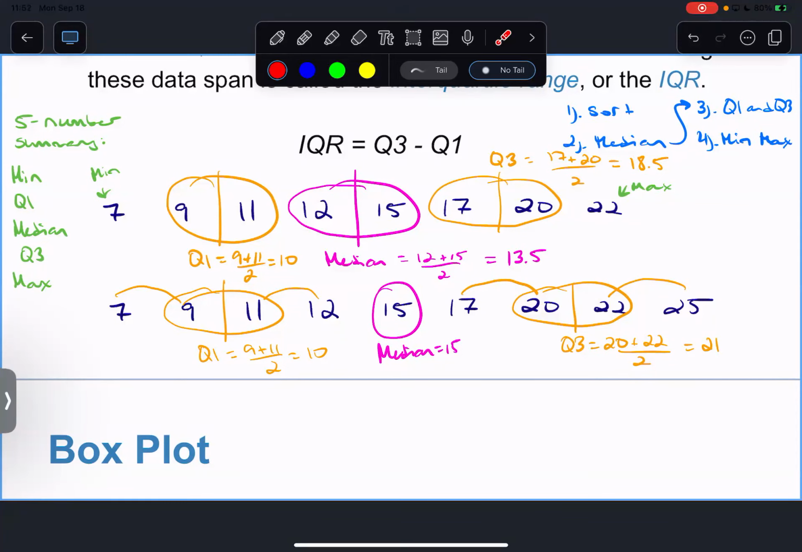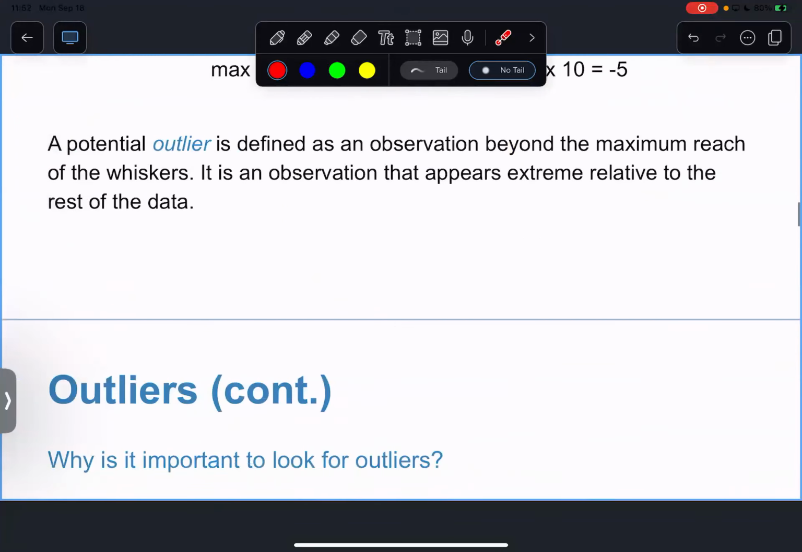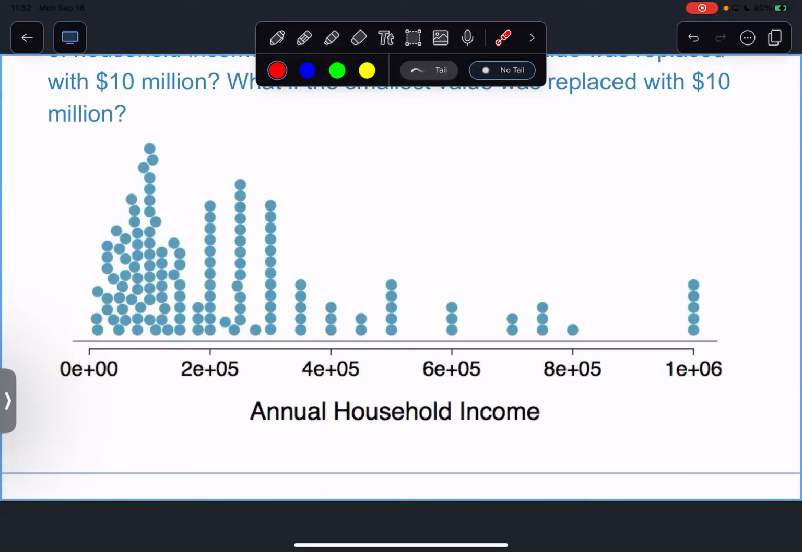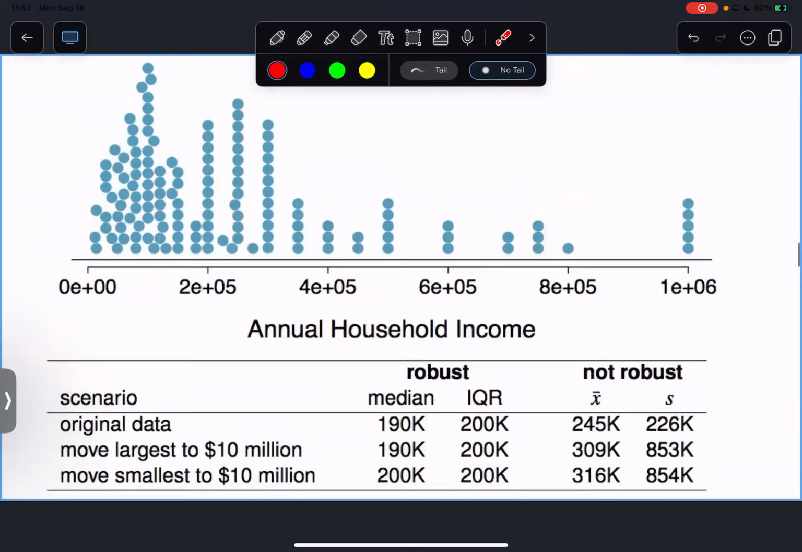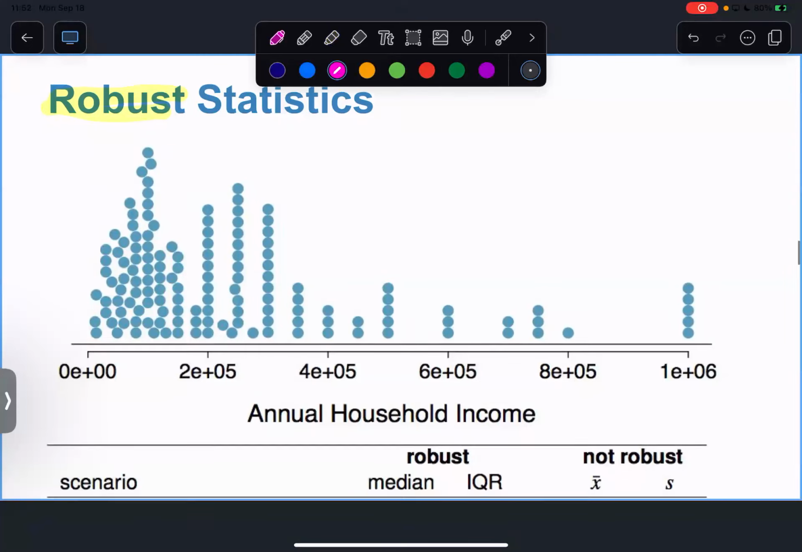Right. And so now let me scroll back because I don't know where 10 million would fall on this. I'd have to do my scientific notation work. But luckily we have these calculated already. So what we're talking about are robust statistics, or resilient.